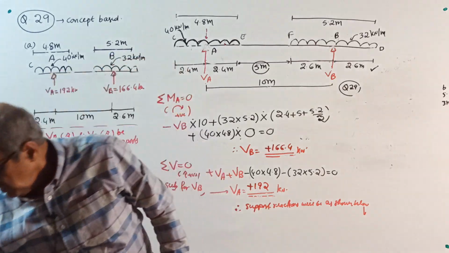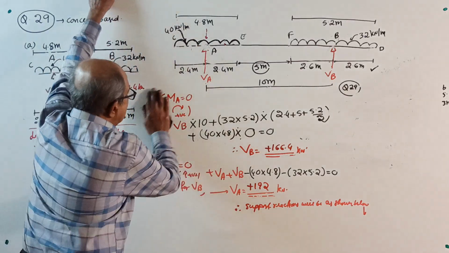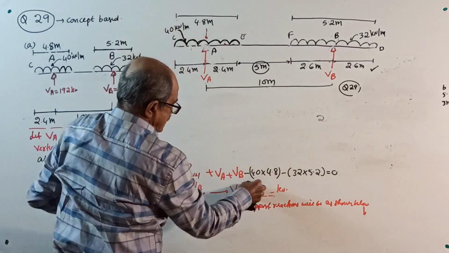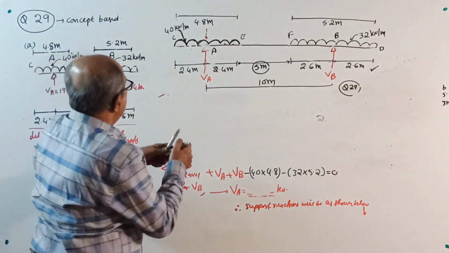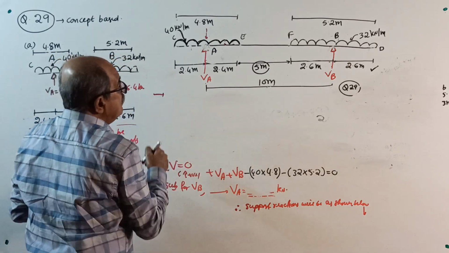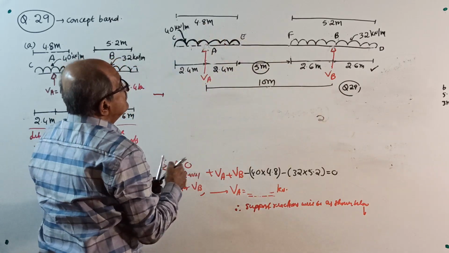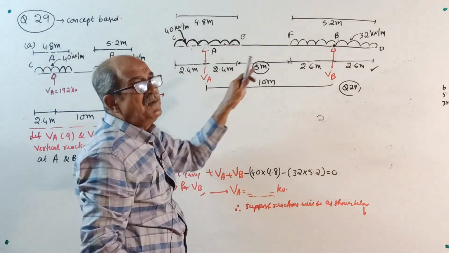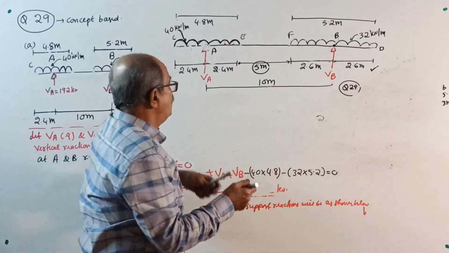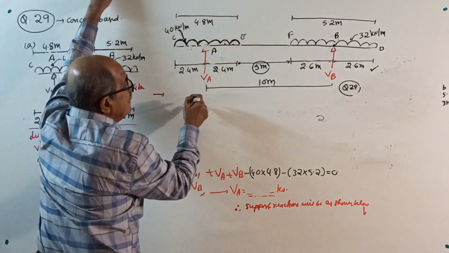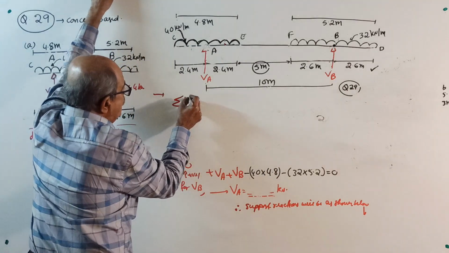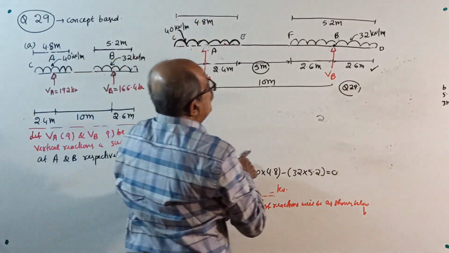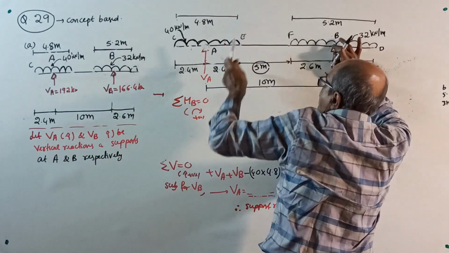Now, for a better understanding, do one thing. This I am not removing. Instead of taking moment about A, suppose you take moment about B. Suppose somebody wants moment about B first. Then he will get VA first. But that is once again solving an alternate solution. Sigma M about B equal to 0, clockwise positive. Start. Take moment about B. Plus VA into 10.